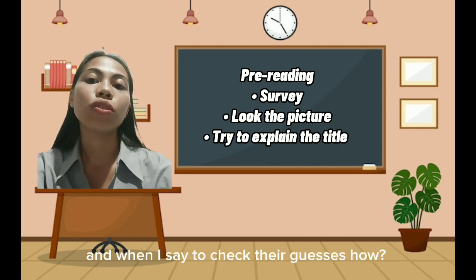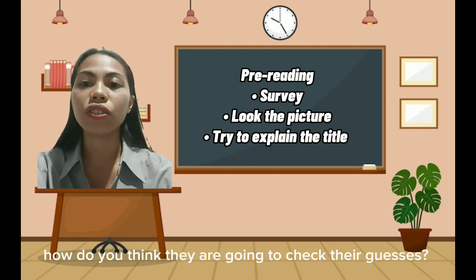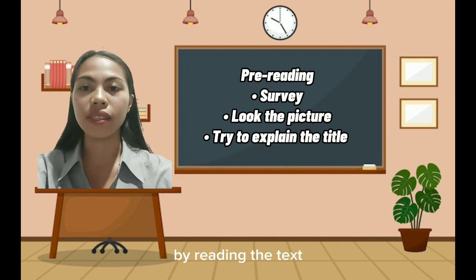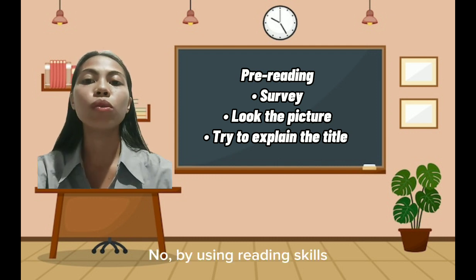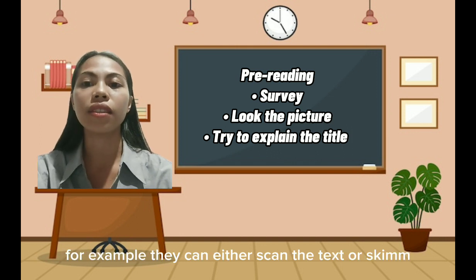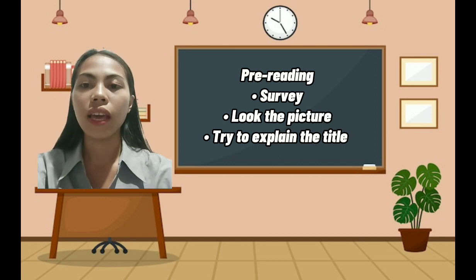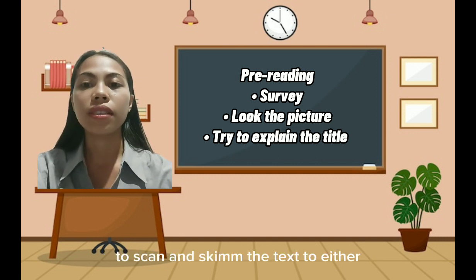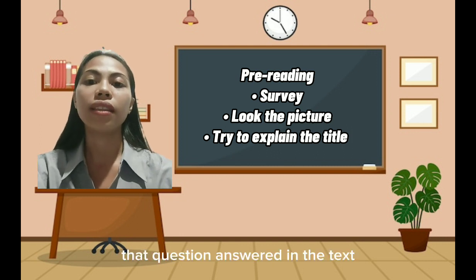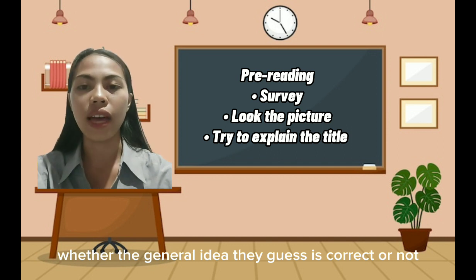And when I say to check their guesses, how do you think they are going to check their guesses? By reading the text? No, by using reading skills. For example, they can either scan the text or skim. So you can ask them to do one of these, to scan and skim the text, to see whether, for example, that question is answered in the text, whether the general idea they guessed is correct or not.